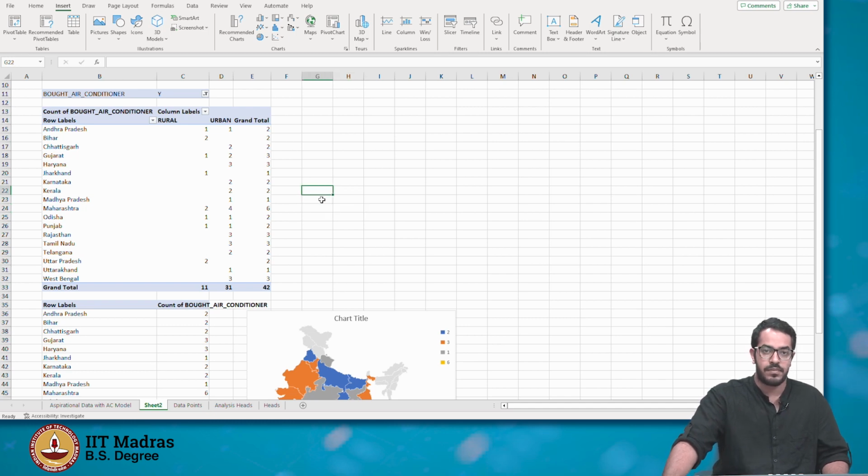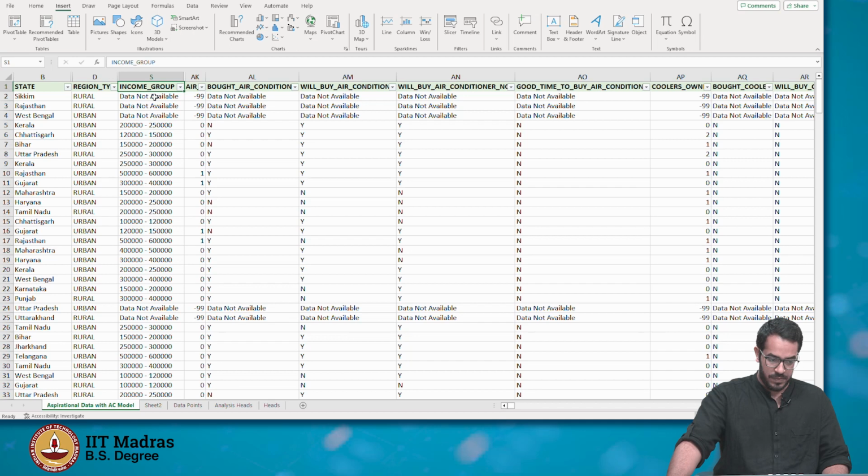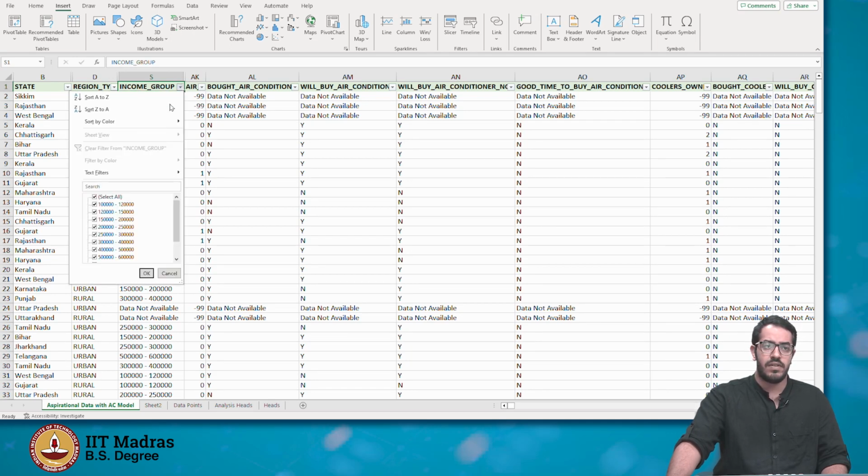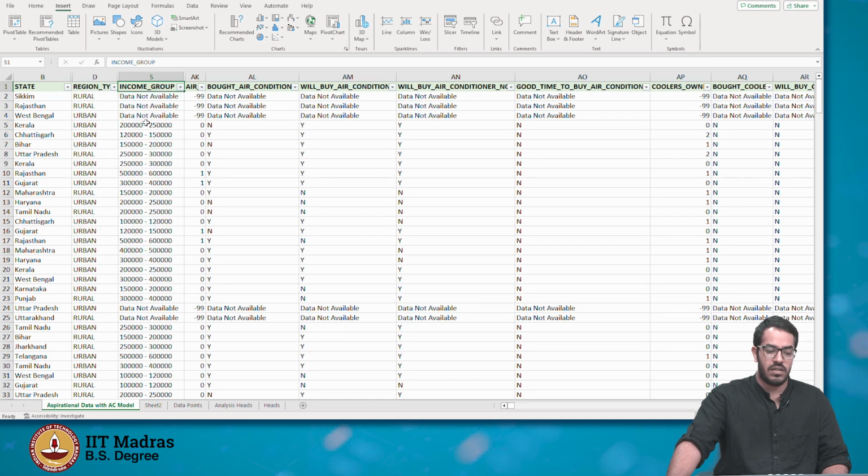Now, income group. Now, if we click down on this filter button here, we will see that there are 1, 2, 3, 4, 5, 6, 7, 8, 9, 10, 10 plus data not available, 11 different sort of groups, the income groups available. How do I get a unique list of all of these?